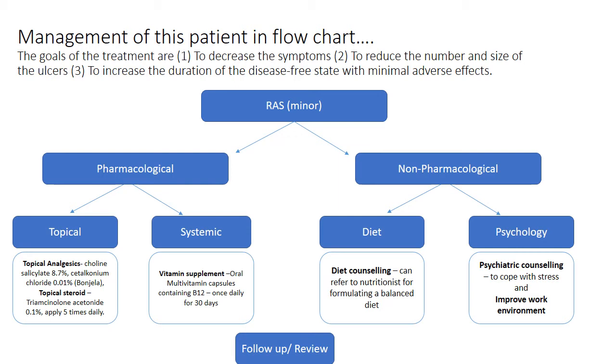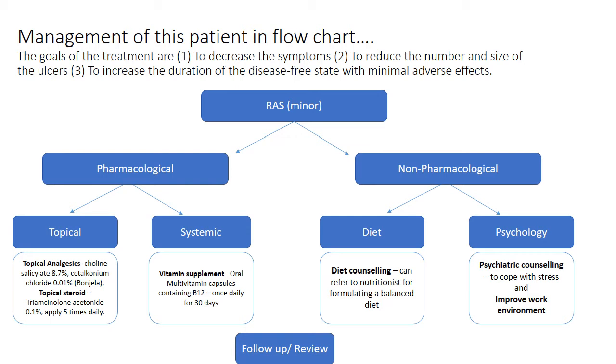So here we have come up with the provisional diagnosis of recurrent aphthous stomatitis minor. Now what I have not included here is a flow chart for investigation, or how you will perform an investigation in this patient. We are only focused on differential diagnosis.